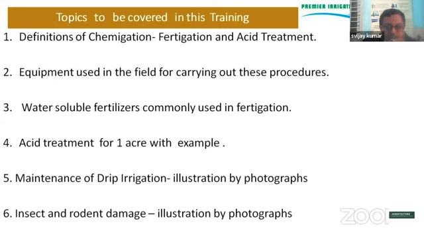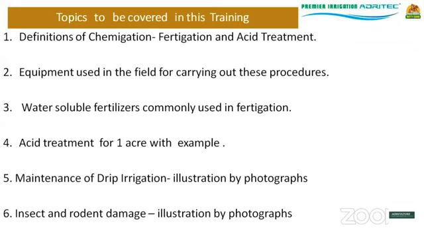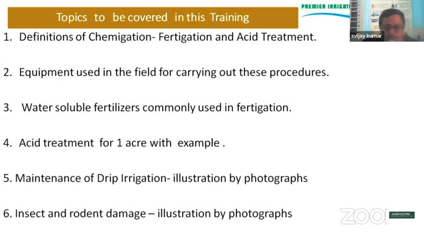Another challenge that farmers face is knowing which water soluble fertilizers are commonly used in fertigation, and how to go about the acid treatment. I am going to illustrate this with an example of a 1 acre plot, and the maintenance and other challenges like insect and rodent damage I will illustrate with the help of some photographs from the field.